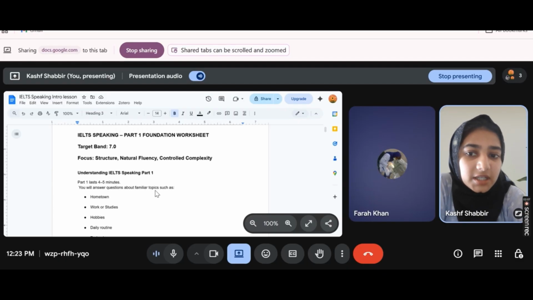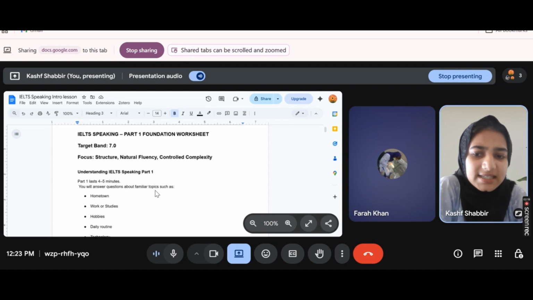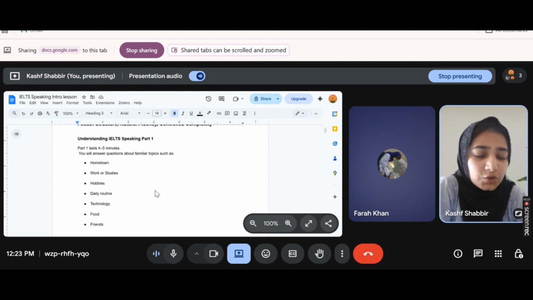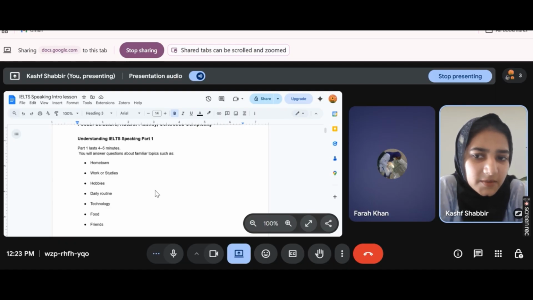So what they are checking in part 1 is your natural fluency. The topics are not very complex. They are simple everyday life topics related to your hometown, your work, your studies, and even your daily routine as well. So these are the common topics being asked in your IELTS part 1. You can imagine it like a short introduction, and it lasts only for 4 to 5 minutes.